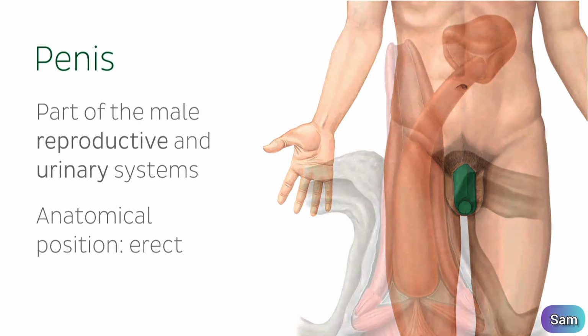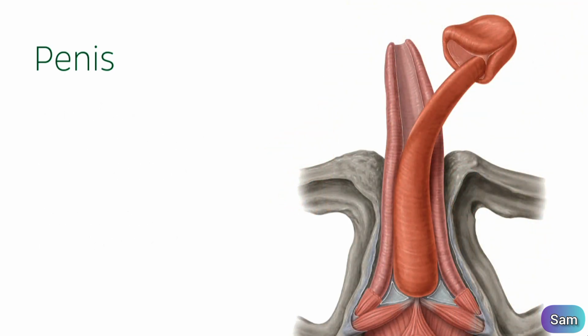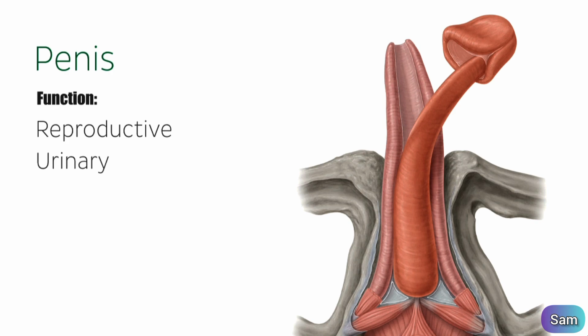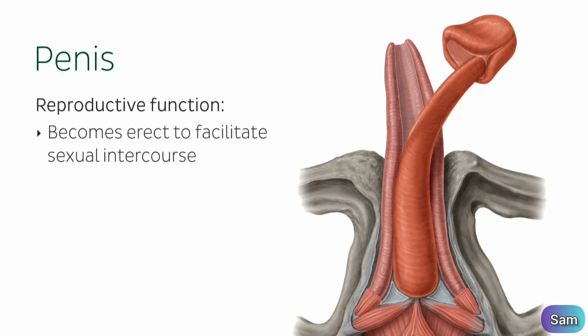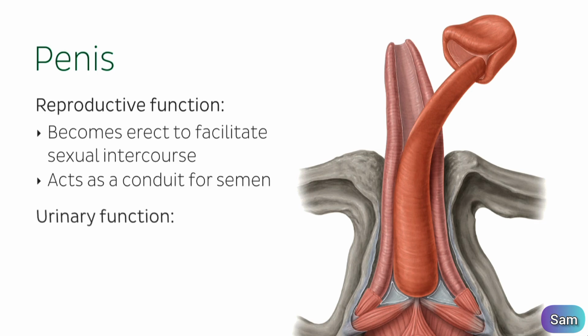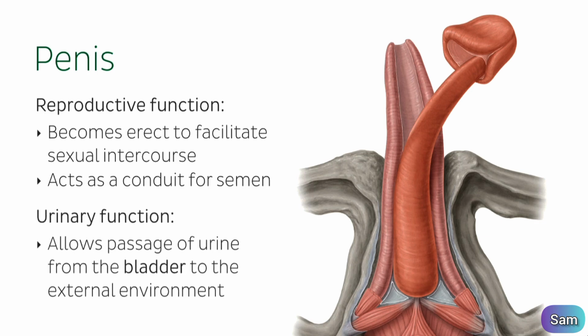So what exactly is the role of the penis? The penis belongs to the genitourinary system, and therefore has functions that can be divided into reproductive functions and urinary functions. You may be wondering how specifically the penis fulfills these roles. Well, from a reproductive standpoint, the penis needs to become erect to facilitate sexual intercourse, and acts as a conduit for the passage of semen. It also allows passage of urine from the bladder to the external environment via the urethra. This is required for the expulsion of urinary waste and the proper functioning of the urinary system.